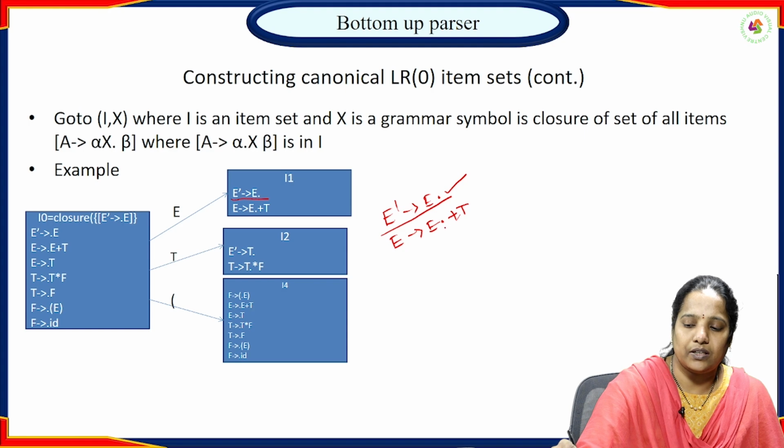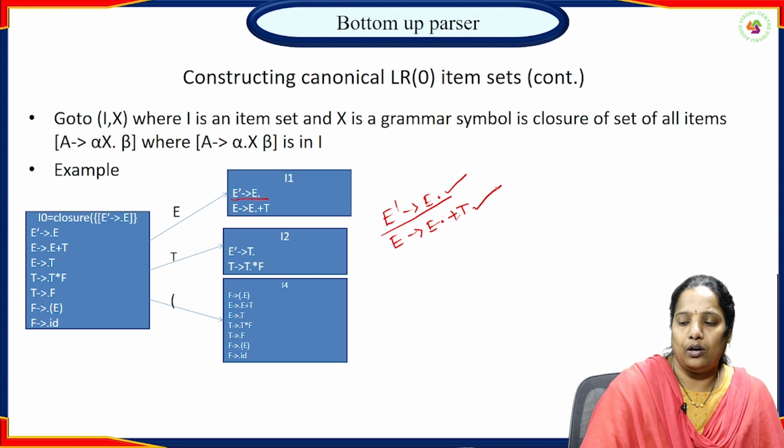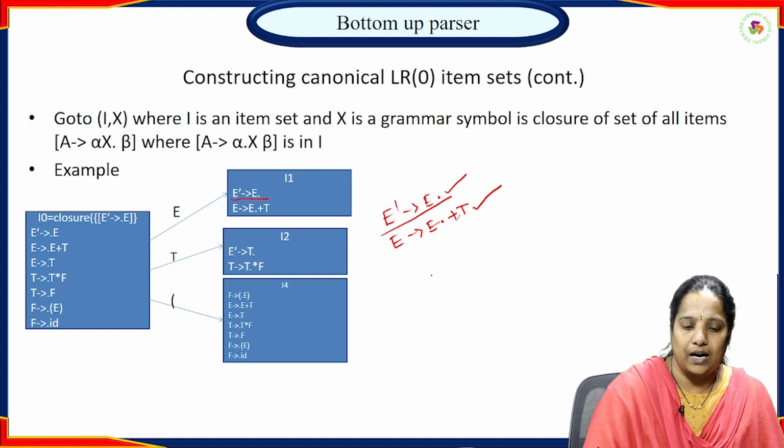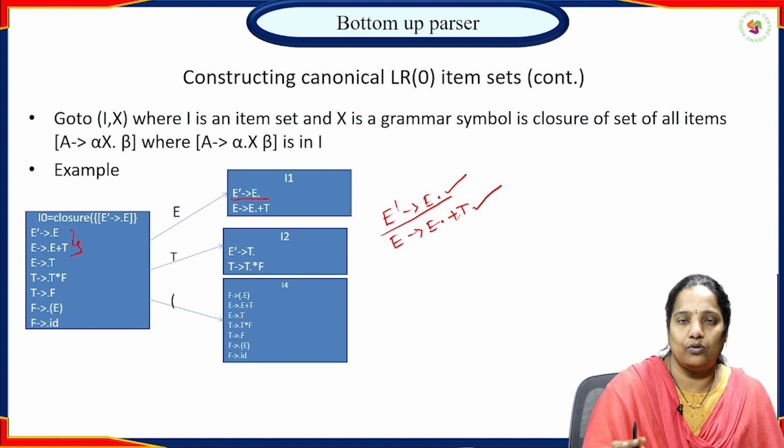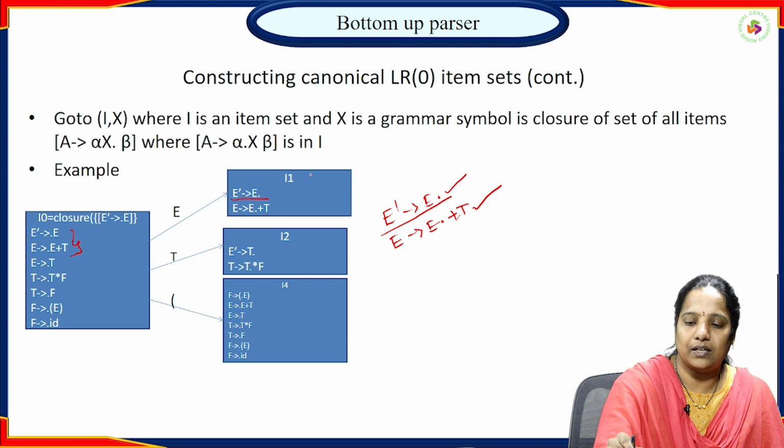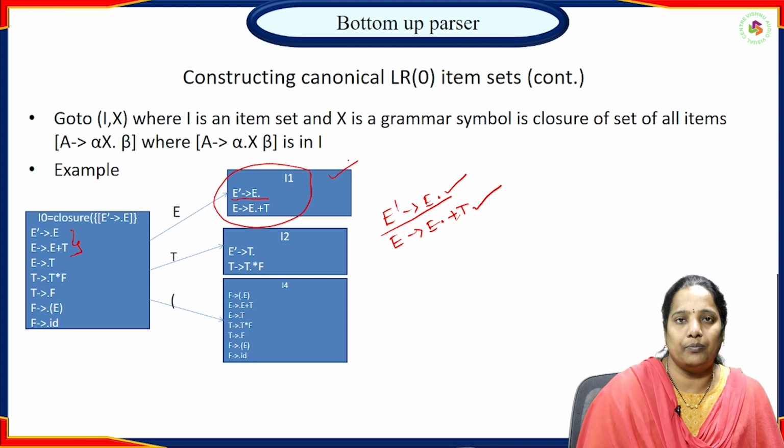When you observe this particular production, dot is at the extreme right. When you observe this production, dot followed by plus is there. Then dot followed by a non-terminal, nothing is there in this one. So no more new items will be added. Dot is followed by E, only two productions are there inside your initial item. No more new productions will be added. Consider this as a single item, and name it as a new item called I1.